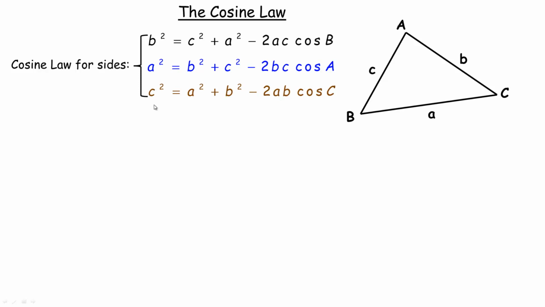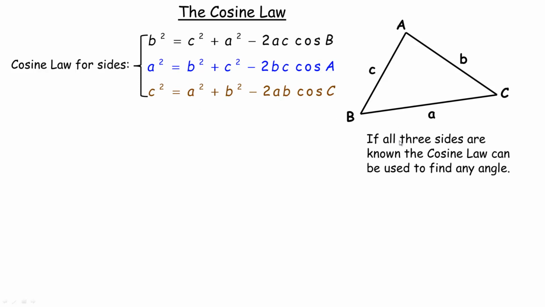So what I'm going to do next, before we get into some examples of using it, is if all three sides are known, the cosine law can be used to find any angle. So we're going to take this one here and solve it for cos C, but it's the same idea if you solve for cos A or cos B. It's very, very similar. You're just using a different one here. So we're going to solve this for C here. So I'm just going to rewrite that version of the cosine law.